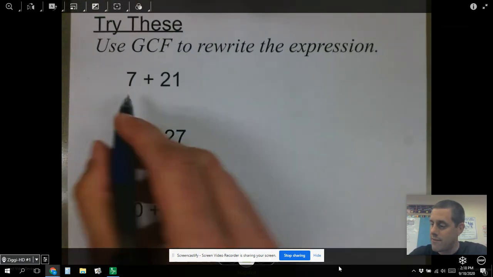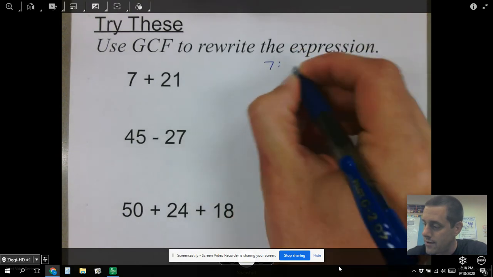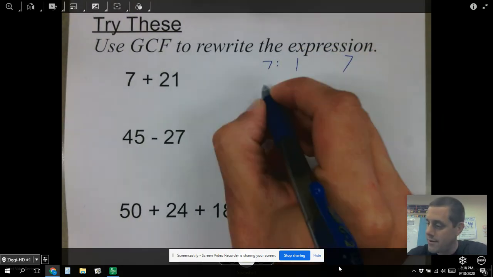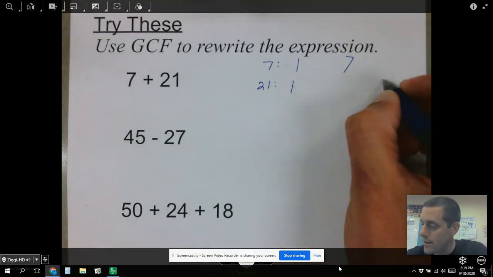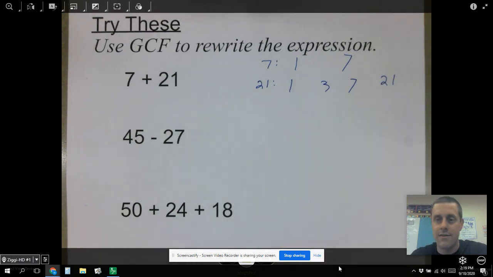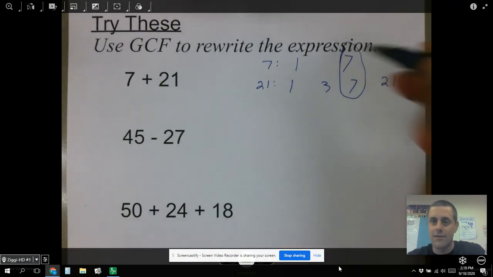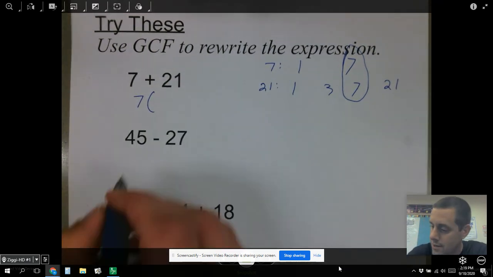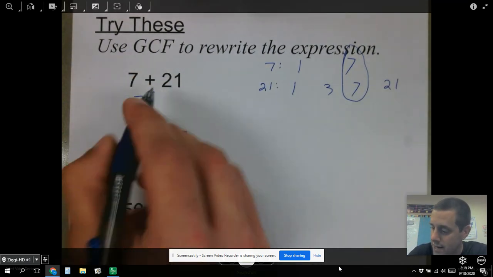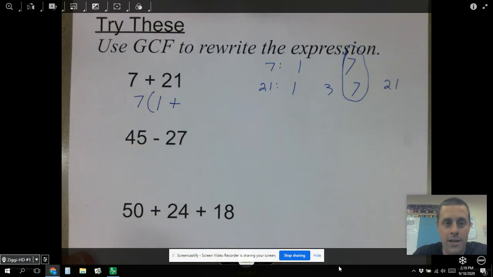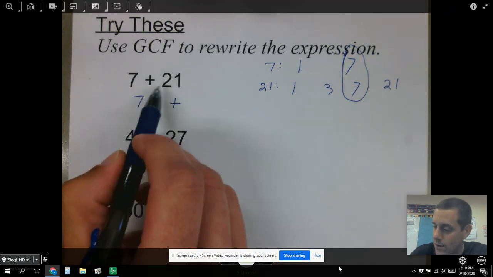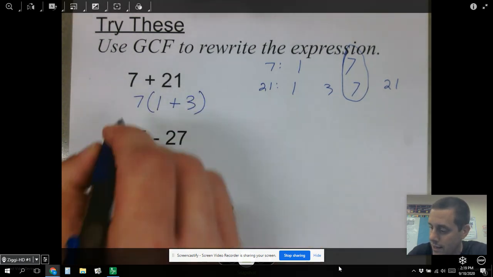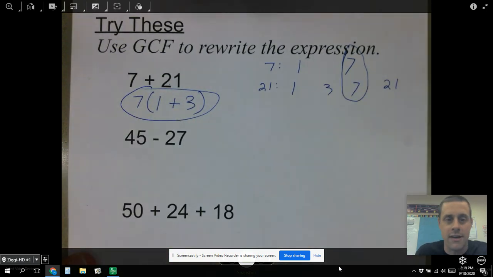All right, starting with 7 plus 21. Let's factor 7. The only factors are 1 and 7. Factors of 21 are 1 and 21 and 3 and 7. That means my greatest common factor is 7. So 7 will become my coefficient. If I factor out a 7, 7 divided by 7 is 1. Drop our addition sign and now factor a 7 out of 21. 21 divided by 7 is 3. Your factored expression, 7 times the quantity of 1 plus 3.